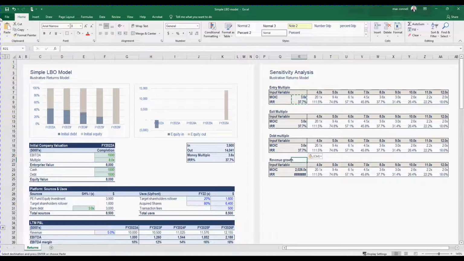Oops. And then for each of these, we want to decide what we want to assume. So we can probably keep this the same for exit multiple. That's fine. For debt multiple, we can assume probably 0 and then +1 for each of these, so that's fine. And then revenue growth, we want percentages. So let's start off with 0% and then add +1% for each of these. Perfect.